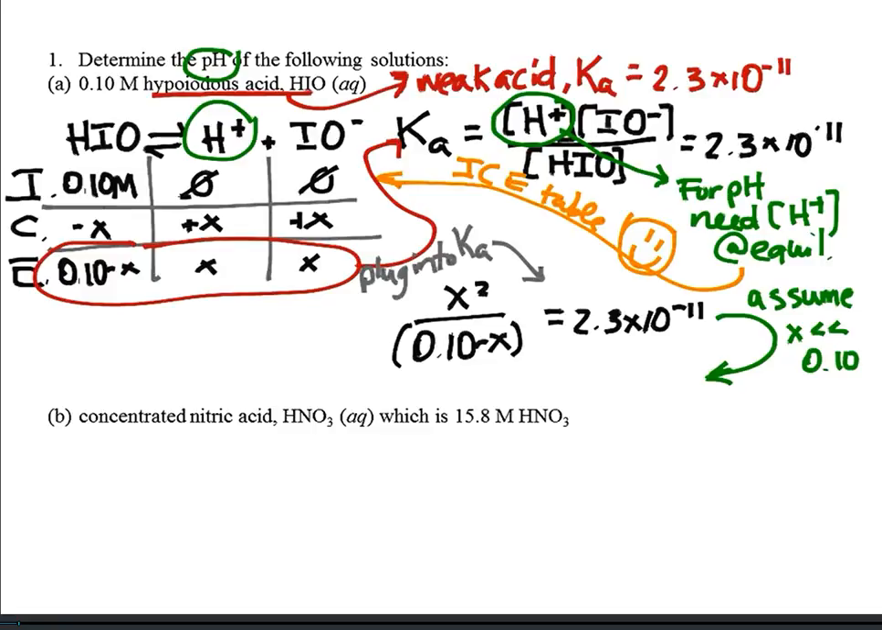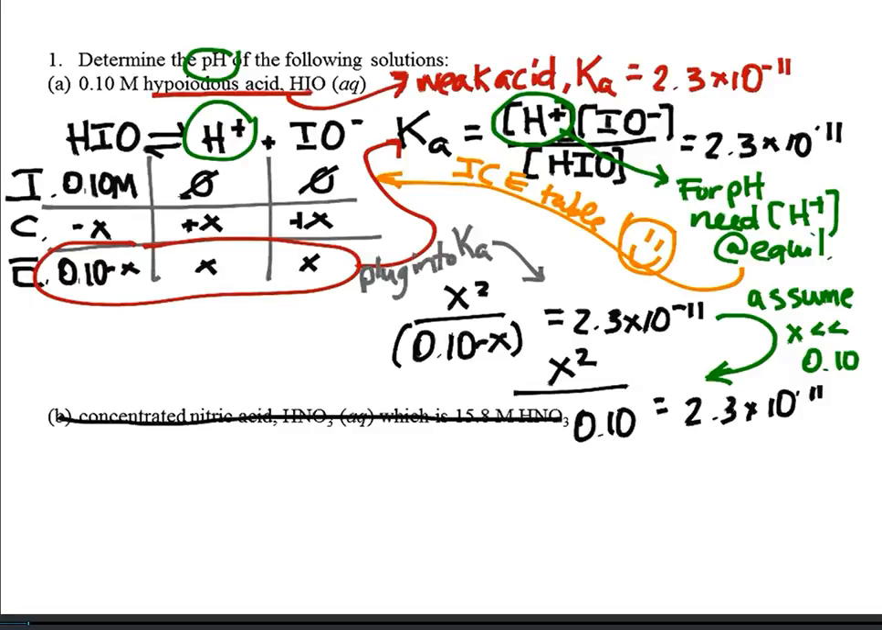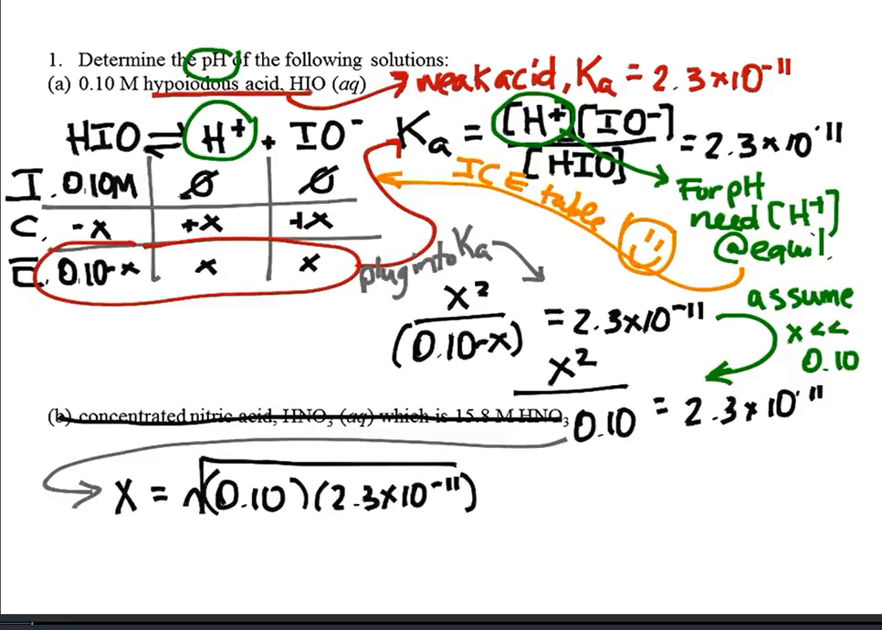So when we assume that x is small compared to 0.10, the denominator, 0.10 minus x, reduces to 0.10. So that's going to change our expression to x squared divided by 0.10. I'm going to cross part B out just to give us some more space. That means that x equals the square root of 0.1 times 2.3 times 10 to the minus 11. If you plug that into your calculator, you get 1.516575 times 10 to the minus 6.